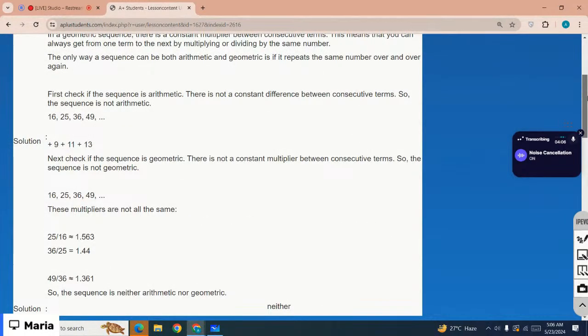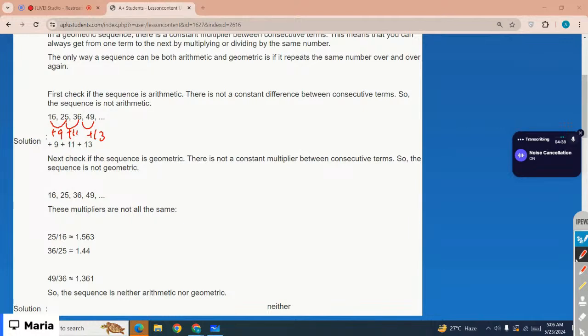First check if the sequence is arithmetic. You can see 16 plus 9 is 25, 25 plus 11 is 36, and 36 plus 13 is 49, right? So their difference is not common. That means that this is not an arithmetic sequence.